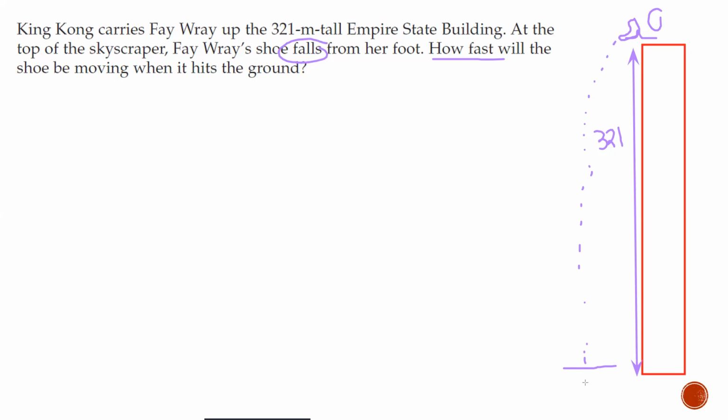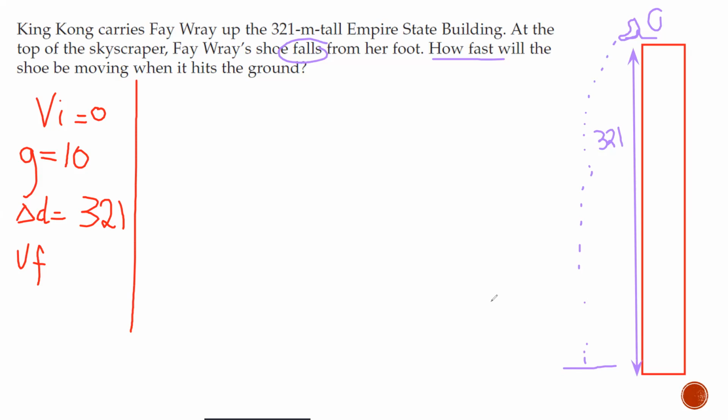The first thing here, since it is a falling object, what will the V initial be? It will be 0. Then what about G? It's going to be 10. What is delta D, or the distance? 321. This is all the information I have. And what do I need to find? The V final. So which formula shall I use to find V final?